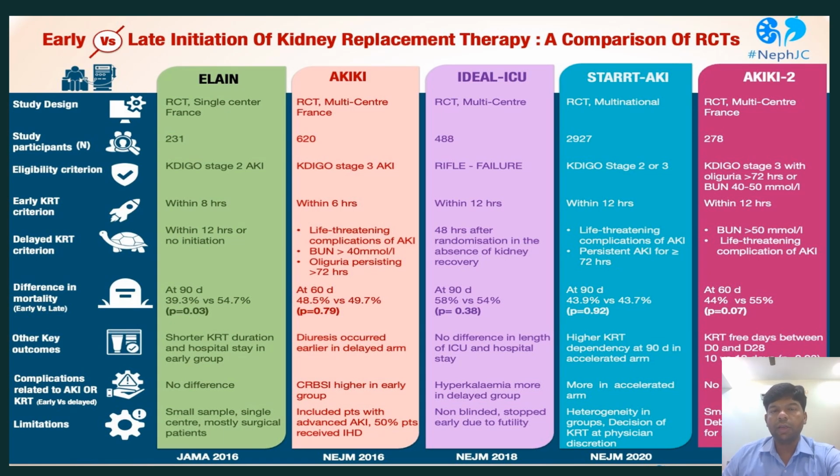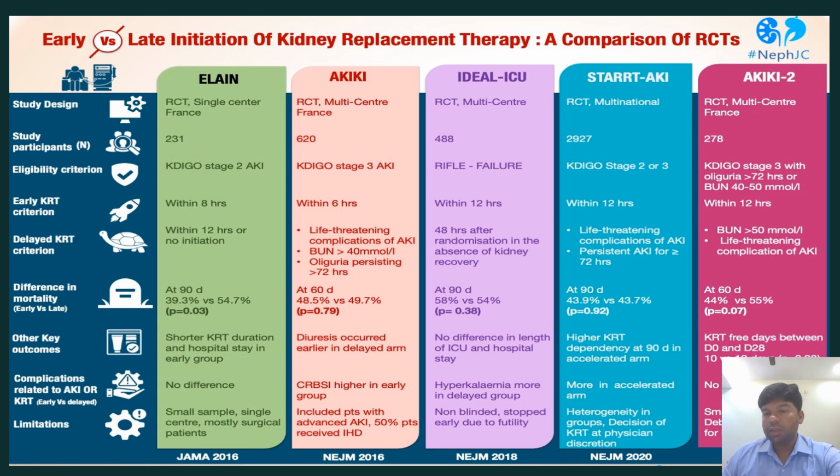That is the follow-up study of AKIKI, and it is multi-center, with a sample size of 278. They divided the study into two arms: the standard delayed arm and the more delayed arm. In the standard arm, they started RRT when the patient had stage 3 AKI with oliguria of more than 72 hours or blood urea nitrogen of 40 to 50 millimole per liter, and they started within 12 hours of these inclusion criteria. In the more delayed arm, they started RRT when blood urea nitrogen was more than 50 or the patient had a life-threatening complication of AKI. And again, they found no mortality benefit even after waiting so much time.